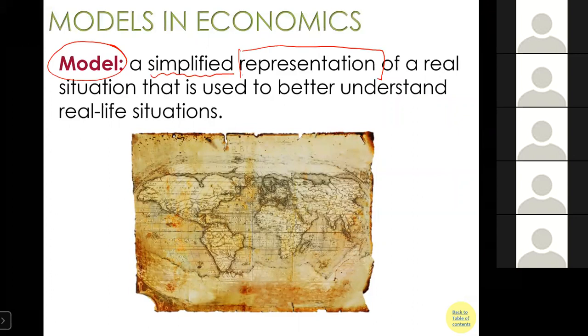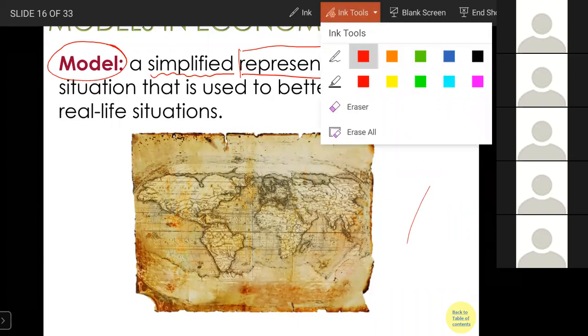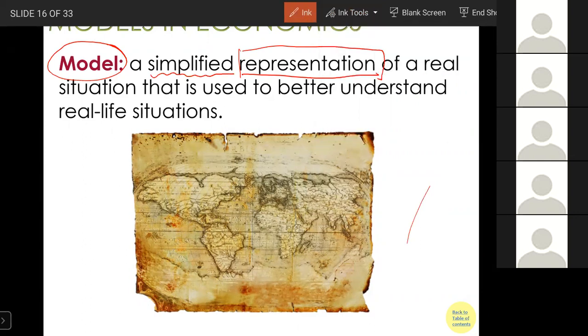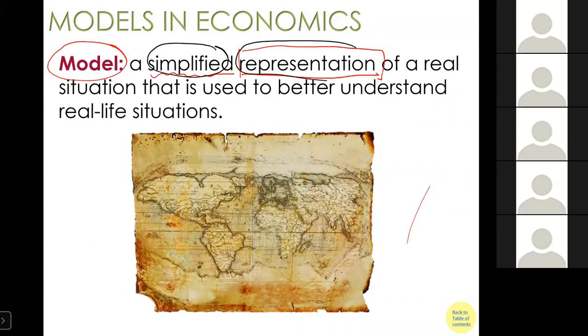First is simplified, and secondly is a representation, right? And the third part, this is a representation of the real situation or real world. And lastly, why do we want to simplify? This is because we are going to use that to better understand real life situations.